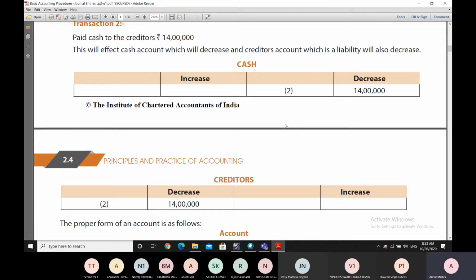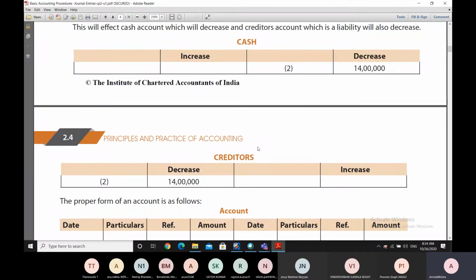And the second account which will be affected is the creditor, which will decrease, because earlier we had more creditors and now we have repaid the creditor. So the amount of the creditor would decrease. Therefore, as you can see, the decrease of the creditor we are putting on the left hand side. So here again, if you see it like an accounting equation or a balance sheet, cash is decreased on the right hand side and creditor is decreased on the left hand side. So there is an equal amount on the right and the left side, and the accounting equation is thereby again balanced, and the balance sheet remains balanced.